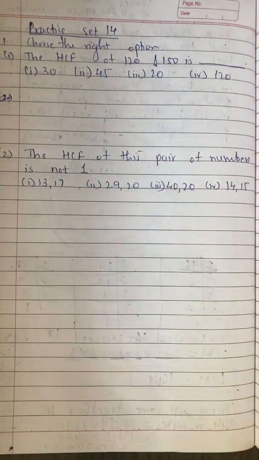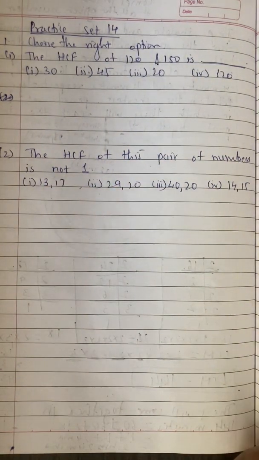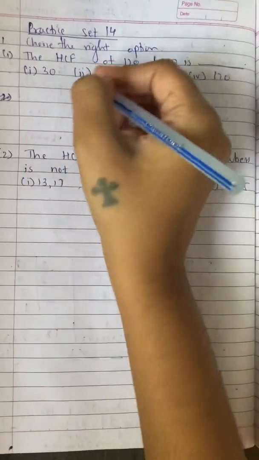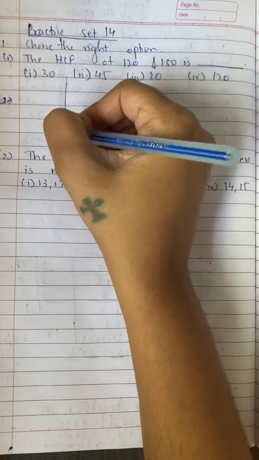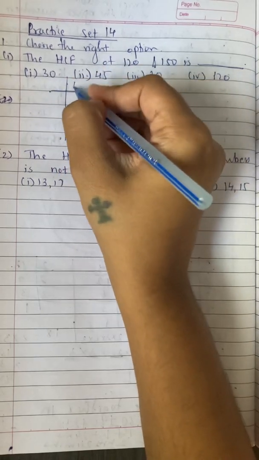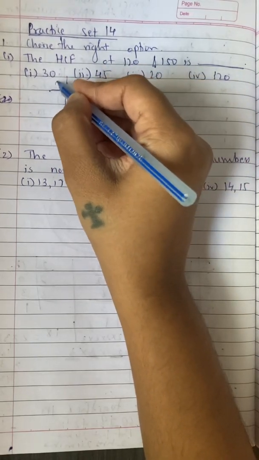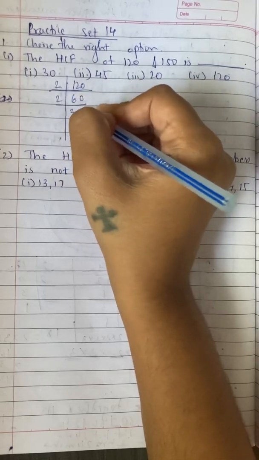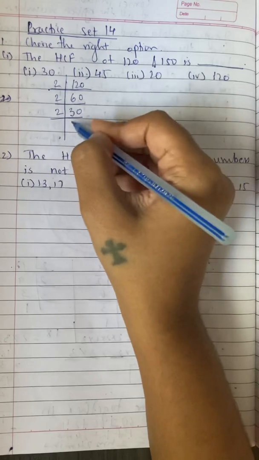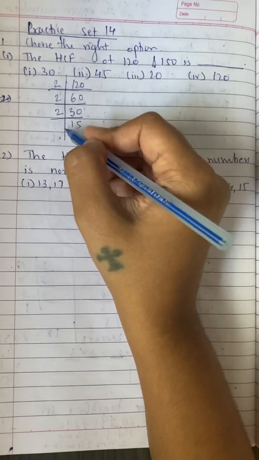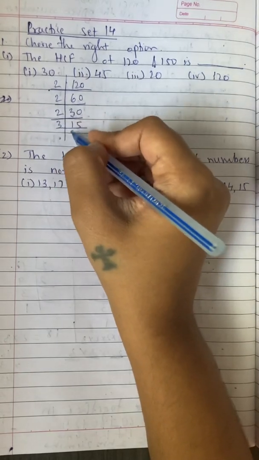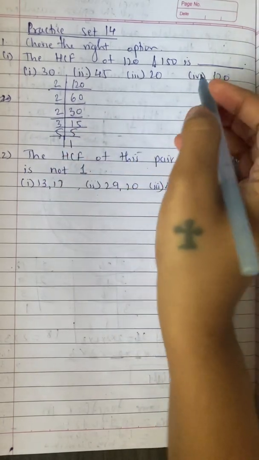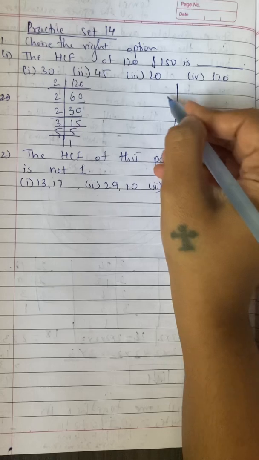So here it is very simple. You have to find out HCF of both the numbers. So that's why I've left here some space to find out the factors. So 120, you have to write down 2 6s are 12, 0, 2 3s are 6, 0, 2 1s are 2, and 2 5s are 10, 3 5s are 15, and 5 1s are 5. And write down for 150 also.